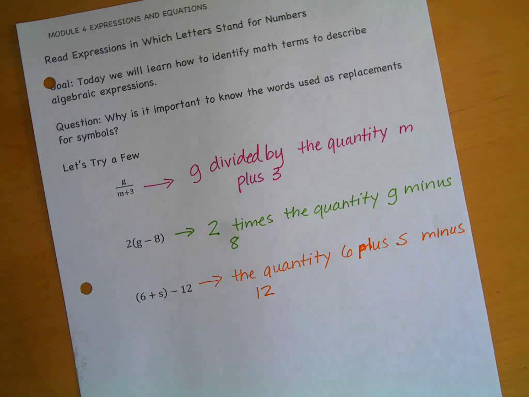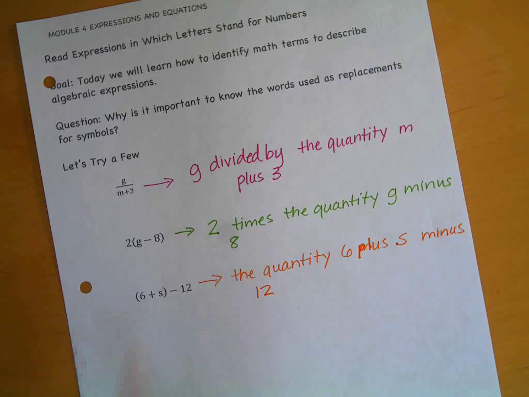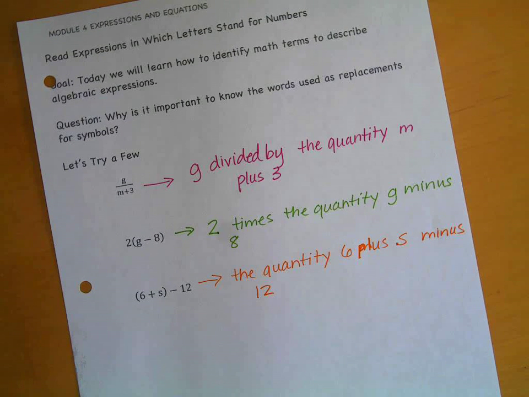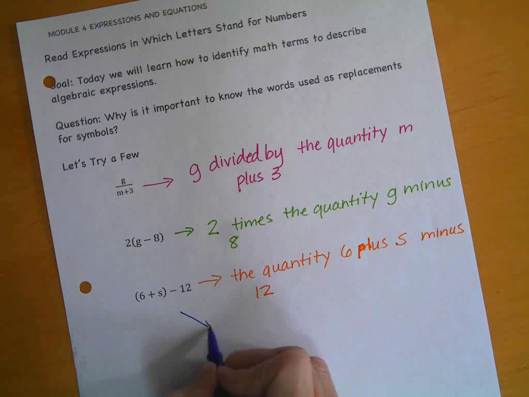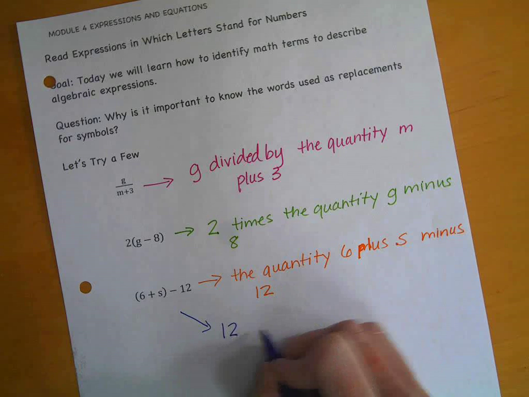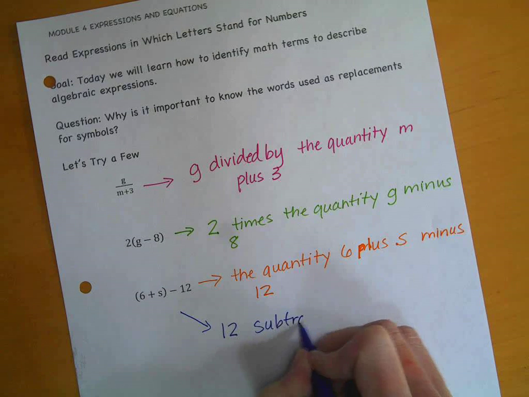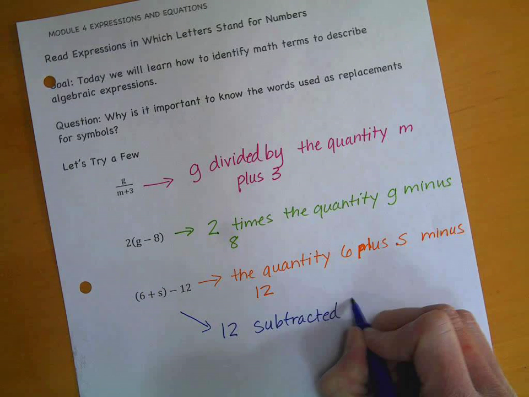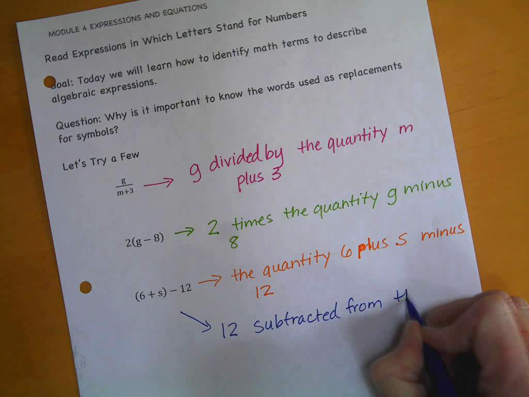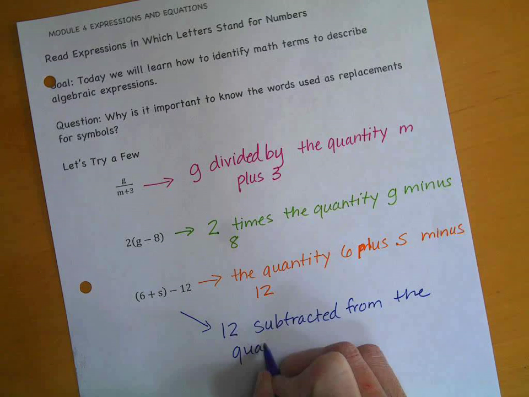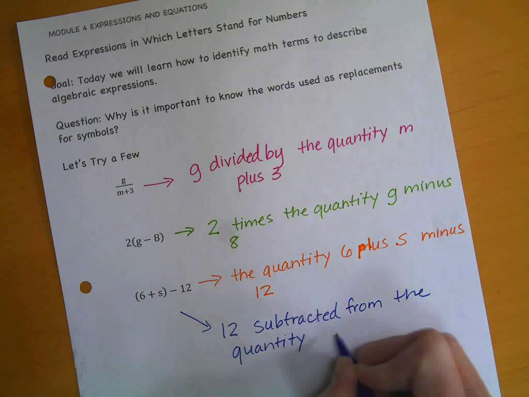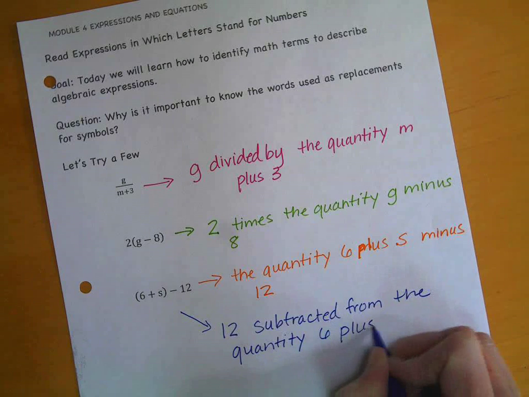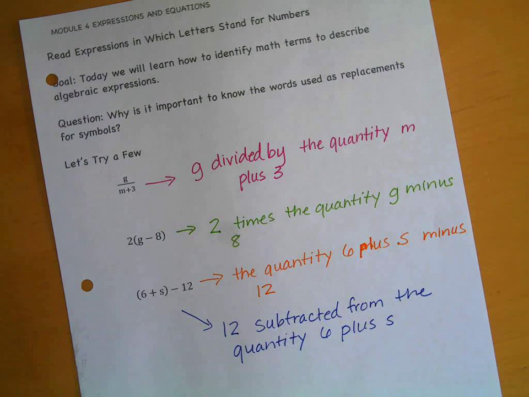There's also another way to write this one, and I'm going to show it to you because I'm kind of excited. It makes it a little bit more difficult, but I think we can do it. We could say 12 subtracted from the quantity 6 plus S. That's another way to write it. All right, kiddos, that's what we're going to do in this lesson.